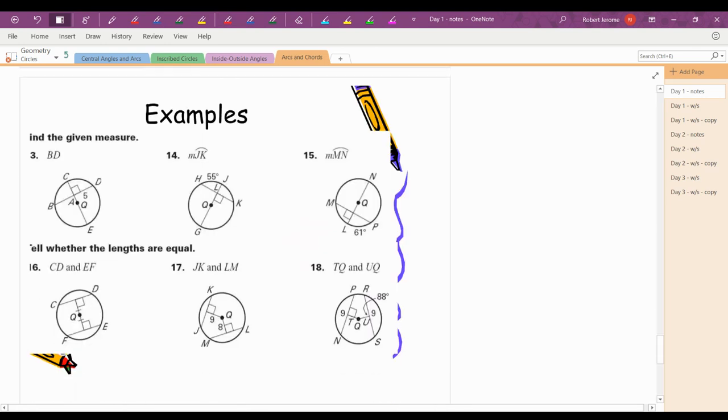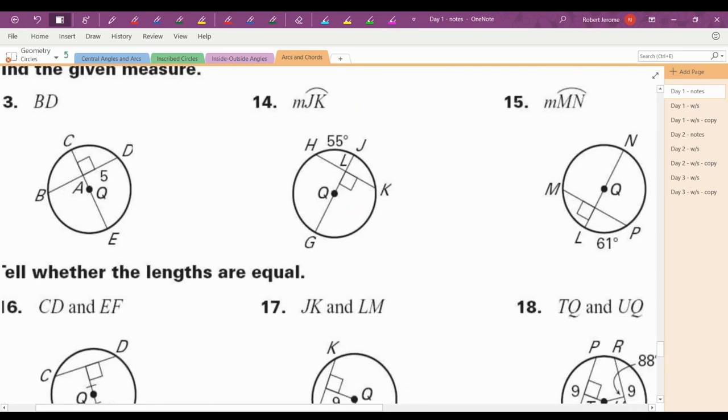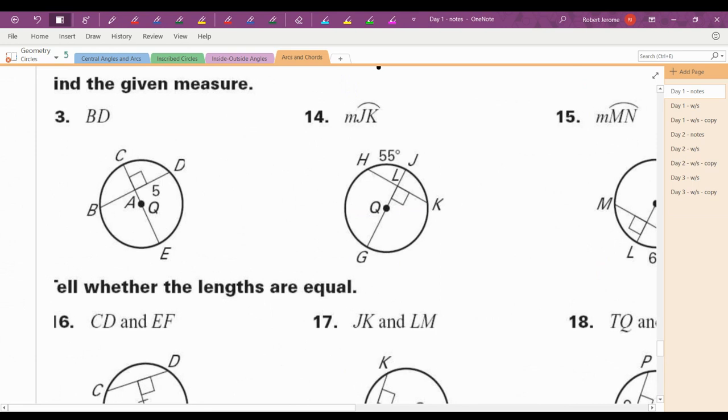Let's go a couple more problems here. So I'm just going to blow this up because there's a little more going on in these pictures, but that doesn't mean it's that tough. We're asked to find BD. Now let's use our previous discussion. We do have a diameter. It is perpendicular to the chord, which means it bisects the chord. So we have 5 and 5, making BD 10.